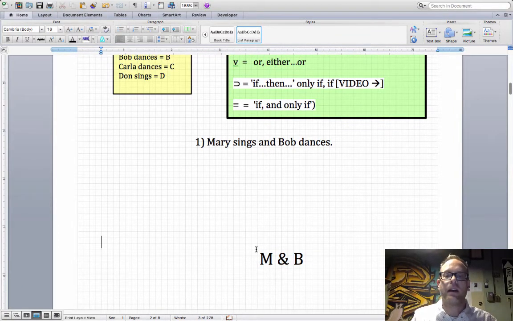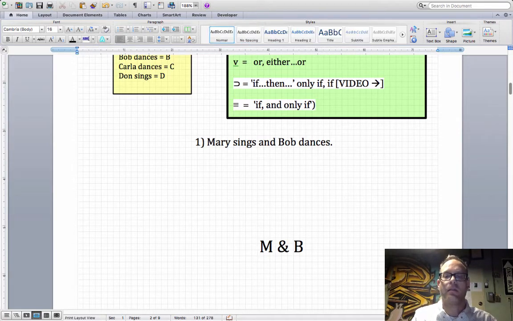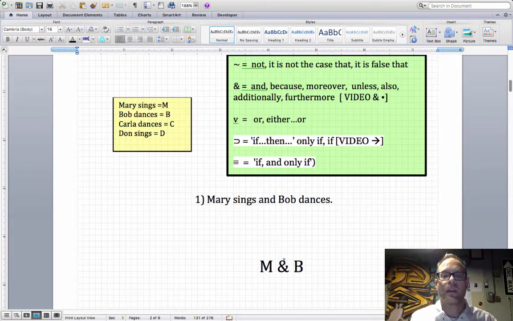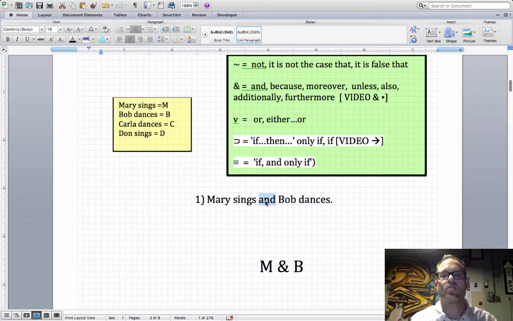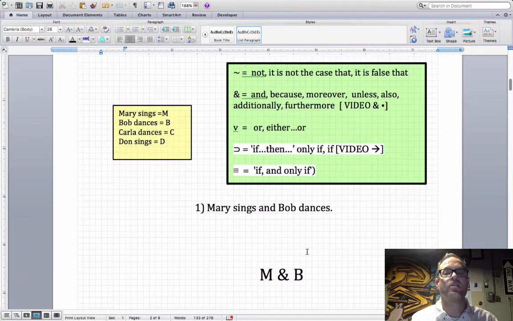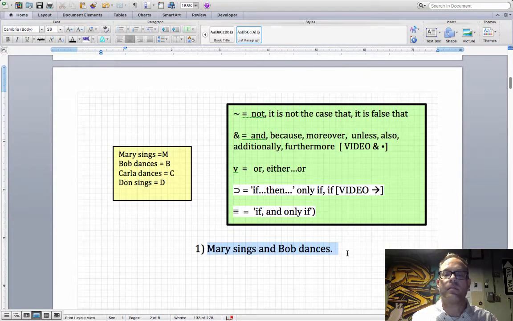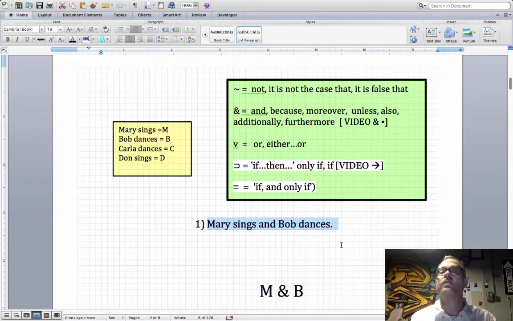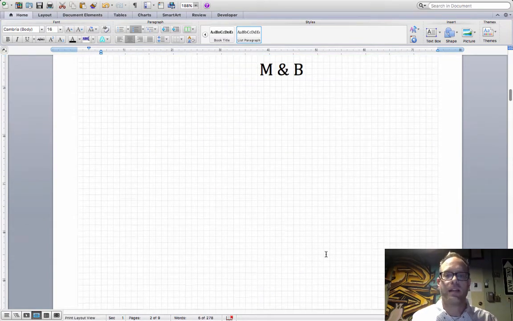The way to think about it is to say that this ampersand here corresponds to this natural language conjunction and. Mary sings stands for M and Bob dances stands for B. Or more properly, B gets translated as Bob dances, M gets translated as Mary sings. Okay, so that's our first translation. Mary sings and Bob dances. We're saying that these two things are conjoined, meaning they're both true at the same time.